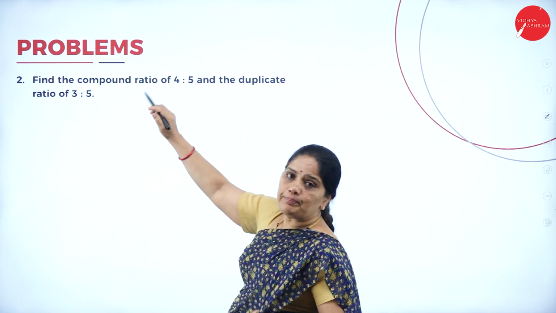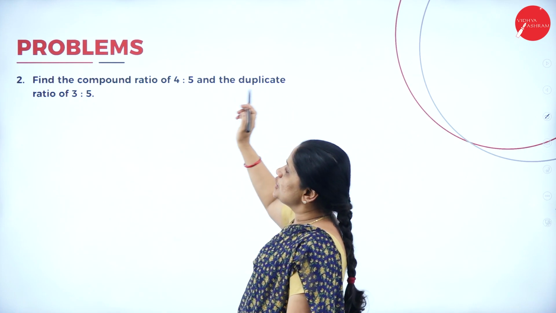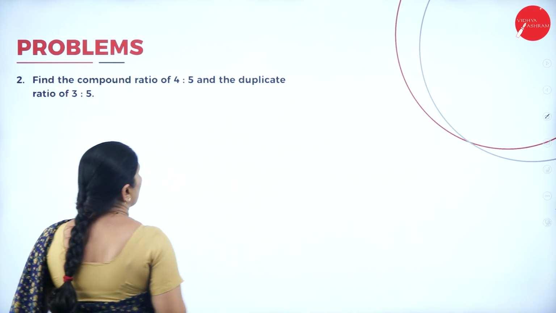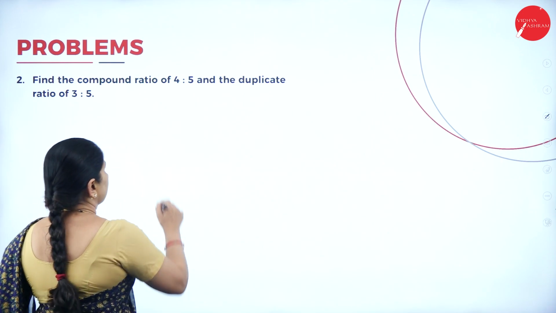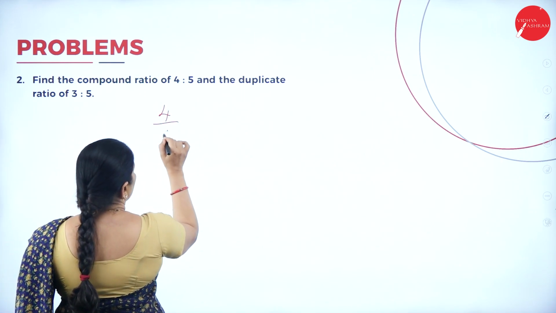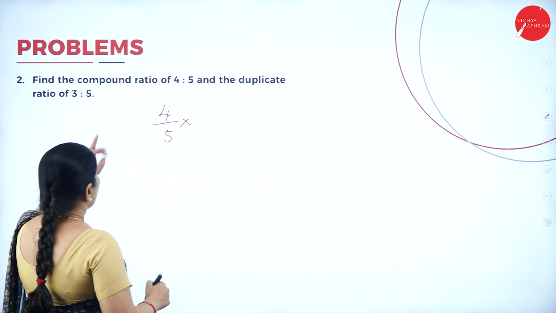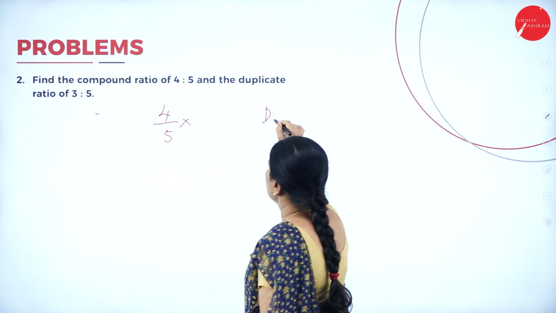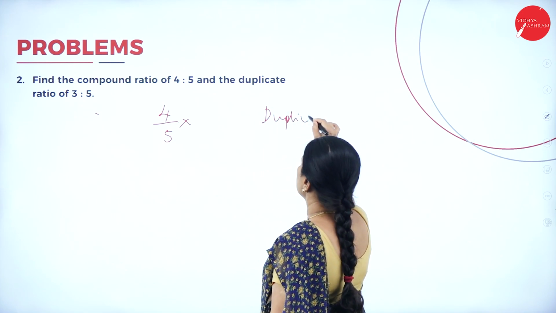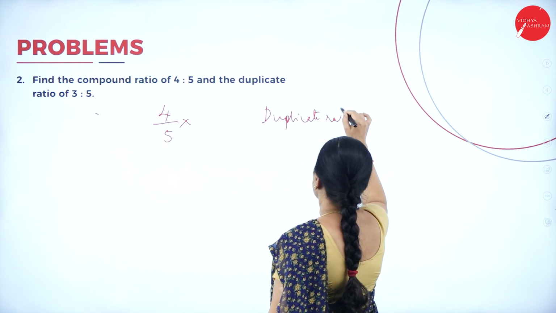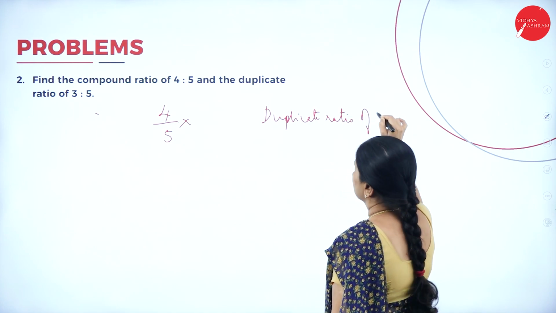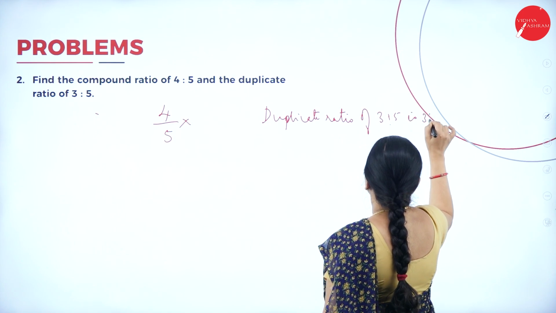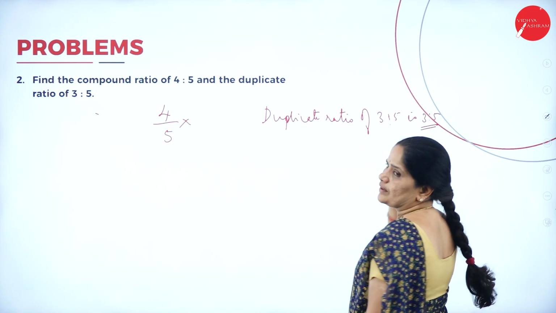Then, find the compound ratio of 4:5 and the duplicate ratio of 3:5. We write the first as 4 by 5. And what is the duplicate ratio of 3:5? Now, the duplicate ratio is the ratio itself. The duplicate ratio of 3:5 is 3:5 only. Okay.